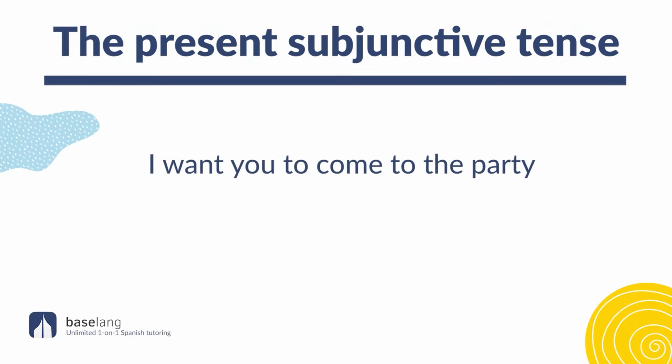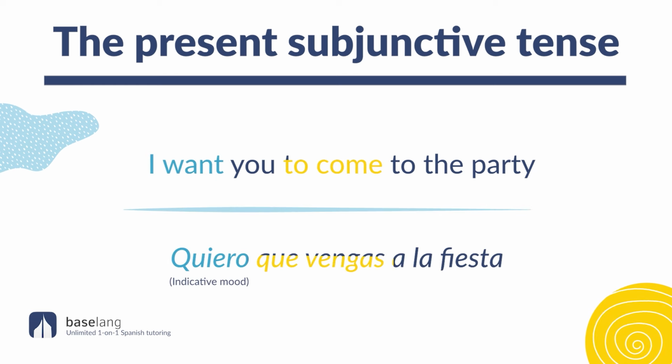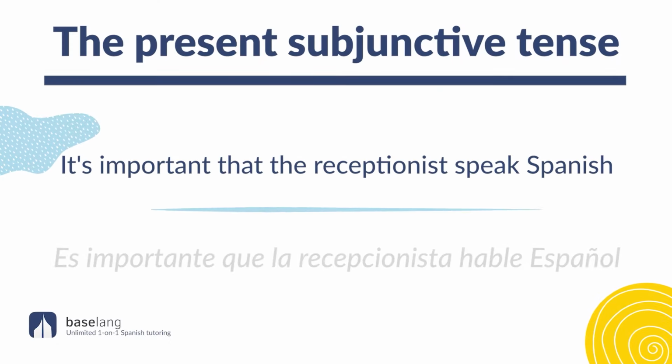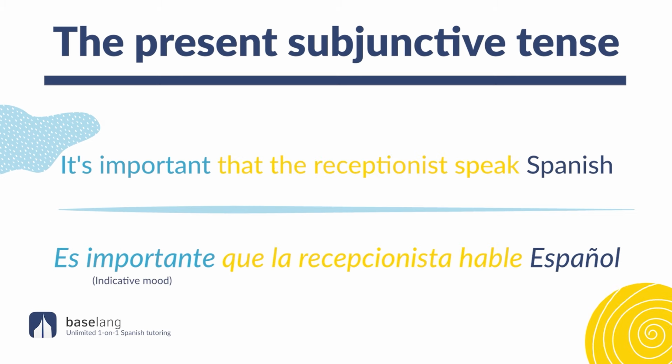Now that you know what the present subjunctive is, let's take a look at some examples of it. I want you to come to the party. Quiero que vengas a la fiesta. Quiero, I want, is in the indicative mood. Que vengas, that you come, is in the present subjunctive mood. It's important that the receptionist speak Spanish. Es importante que la recepcionista hable español. Es importante, it's important, is in the indicative mood. Que la recepcionista hable, that the receptionist speak, is in the present subjunctive mood.